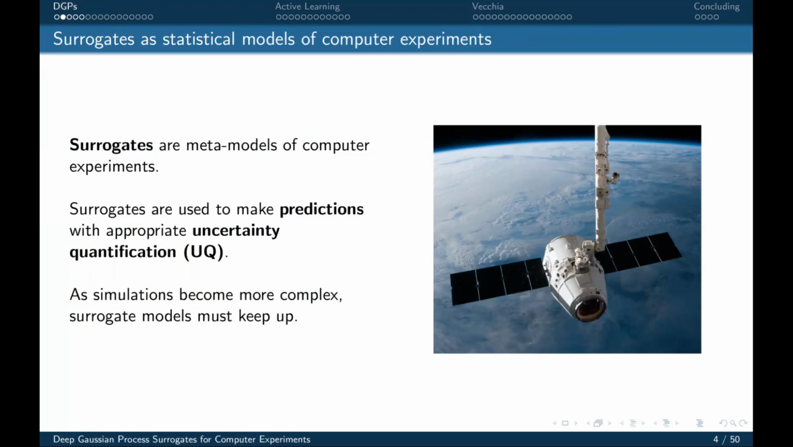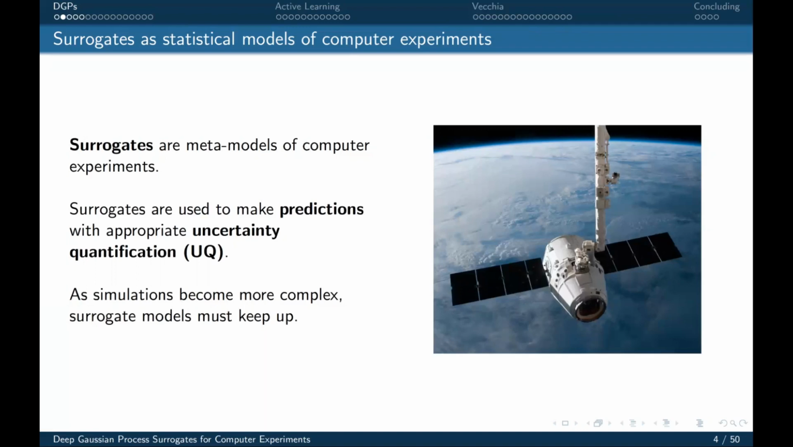What a surrogate is, it's just a meta model of data obtained from a computer experiment. We use it to make predictions, hopefully with good uncertainty quantification, so that we can use it in decision making downstream. Maybe we want to optimize something, or maybe we want to make a forecast of where something will be in the future. We need good predictions and good UQ.